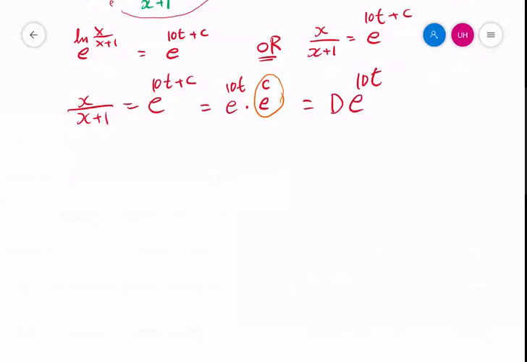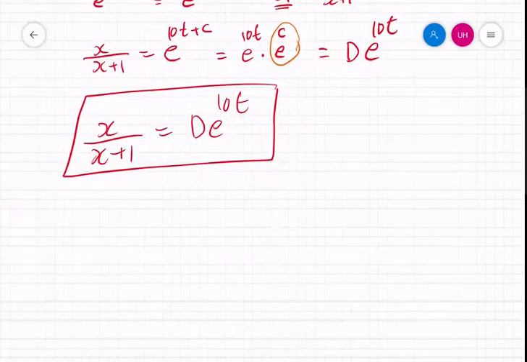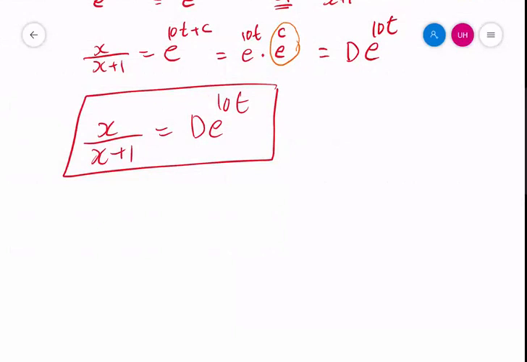Just a minute, where are we up to now? Right, so that's the general thing basically, x over x plus 1 equals d e to the power 10t. That's the general solution.